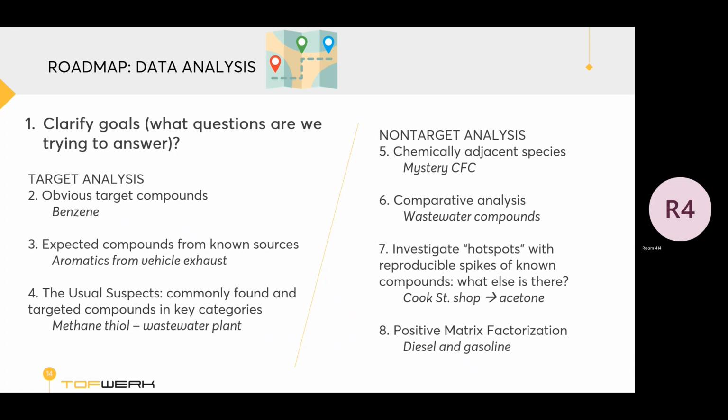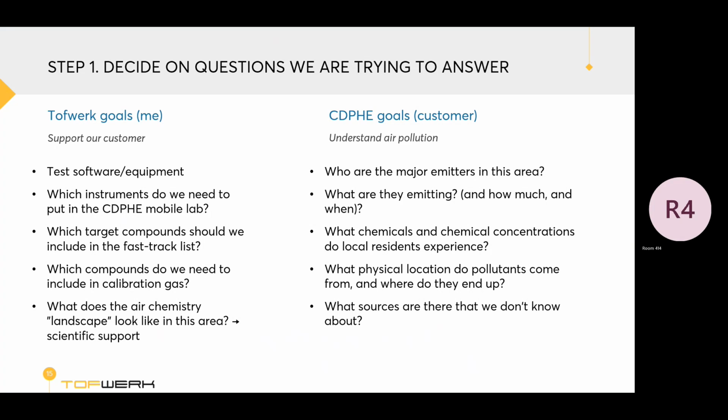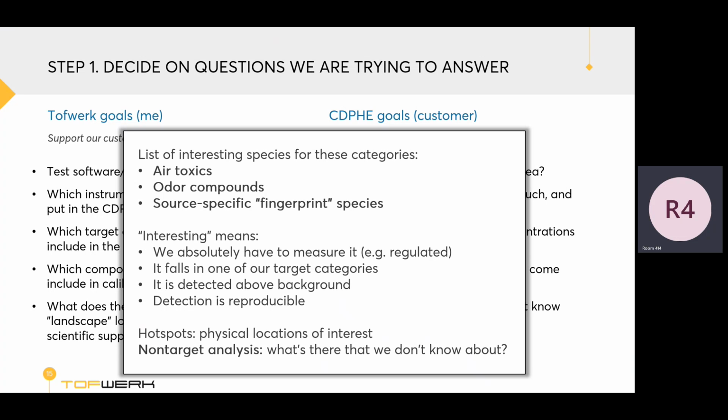First step is to clarify what we're after. So it's the same slide that I showed previously for the study goals. And if we read between the lines, it's clear that there's certain types of compounds that are really important. So specifically, we're after compounds that affect people directly. And this means they're toxics or odor-producing substances.